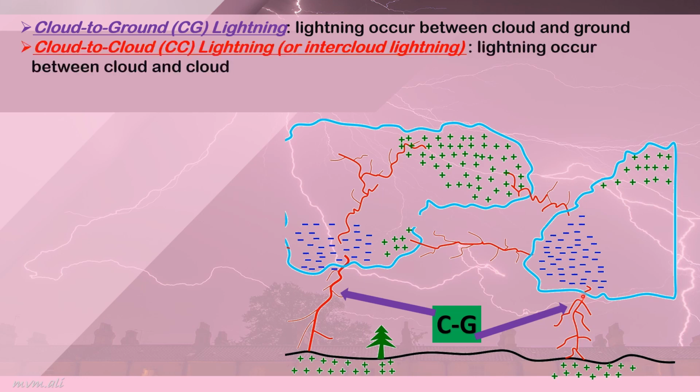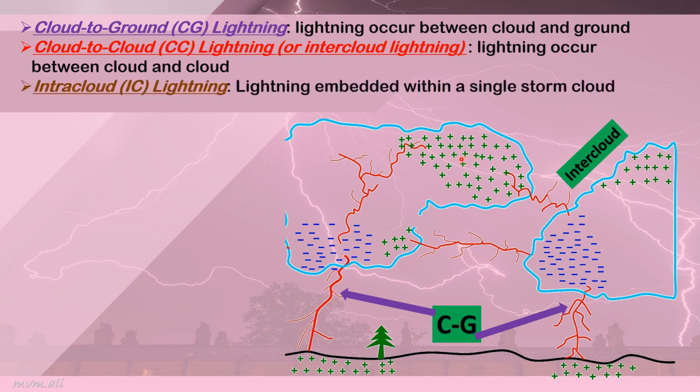The second type is cloud to cloud lightning or intercloud lightning. The lightning occurs between cloud and cloud. Here you can see that this lightning strike occurs between two charged clouds, oppositely charged clouds. Clear? That is the second type. This is the most common type of lightning. During a thunderstorm, what we are able to see in the sky is actually intercloud lightning.